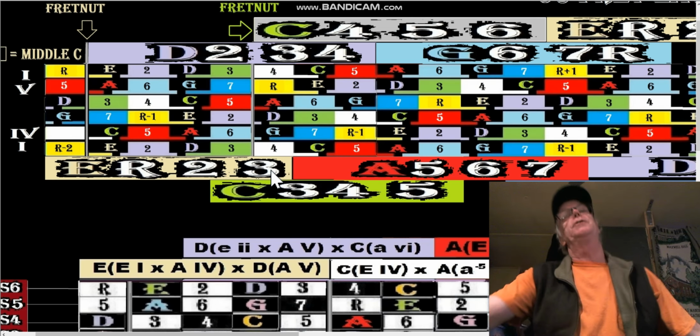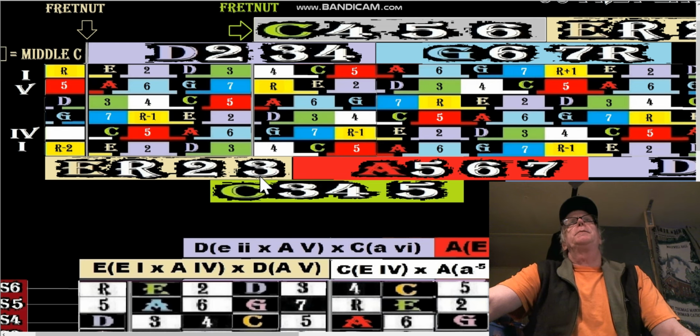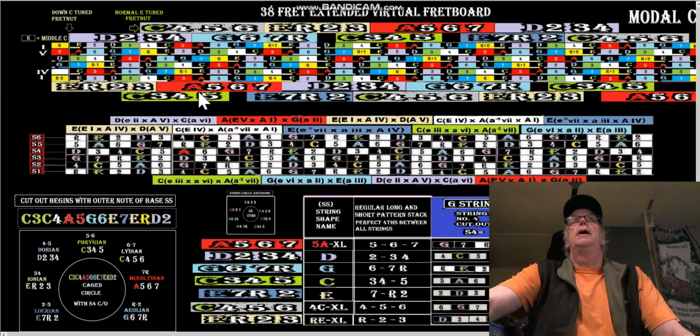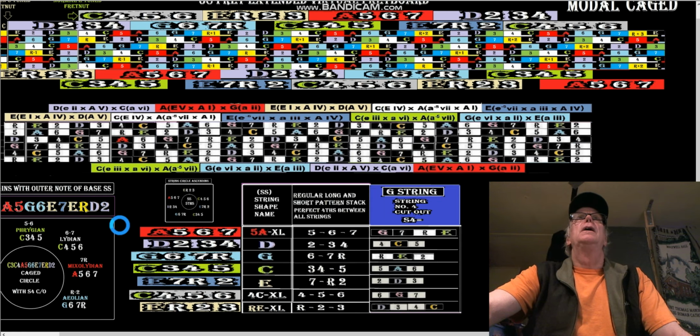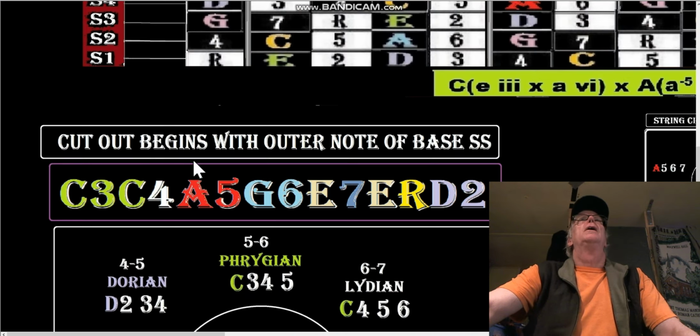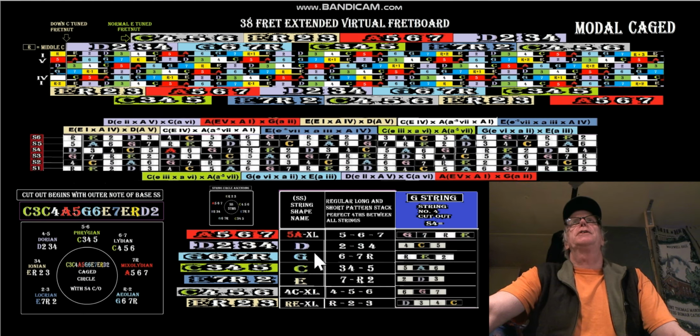I'm talking about a magic note. We're going to learn it today. What is the magic note? Let's just get our feet wet with the magic note. Okay, I'll tell you what the magic note is. I think we have the magic note right here. The cutout begins with the outer note of the bass string shape. Okay, that's the magic note: the outer note of the bass string shape.